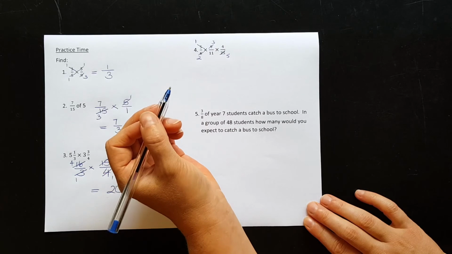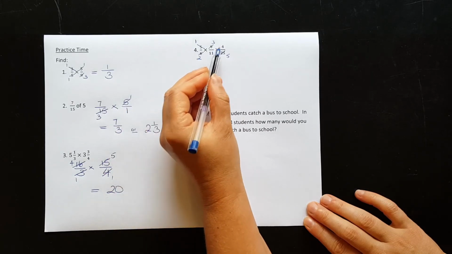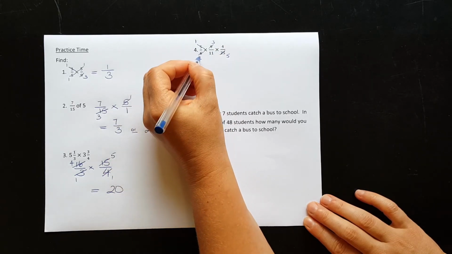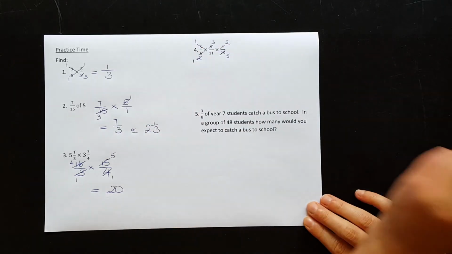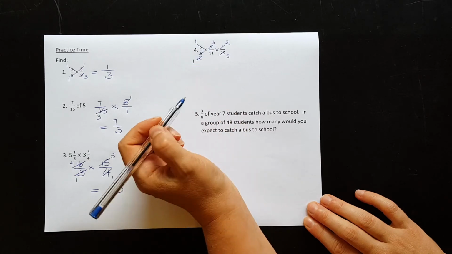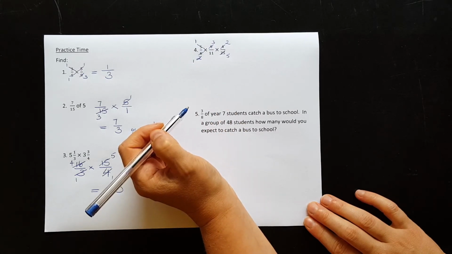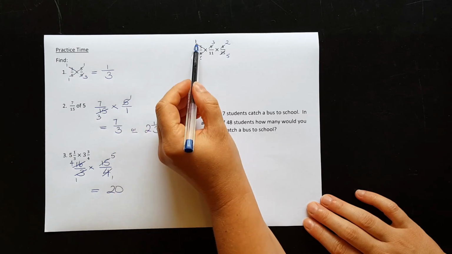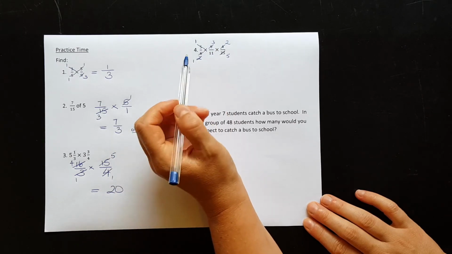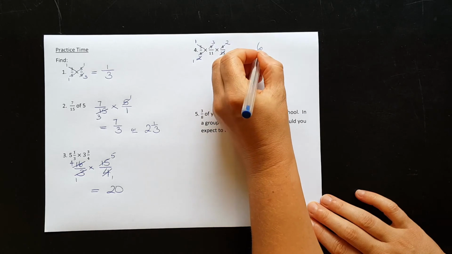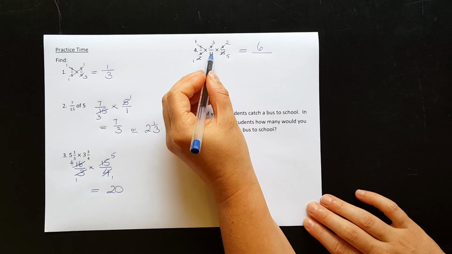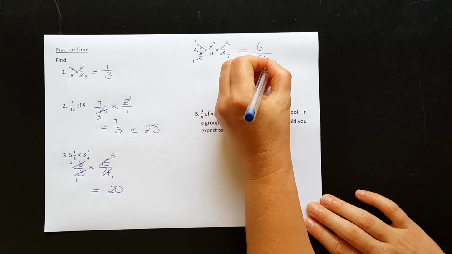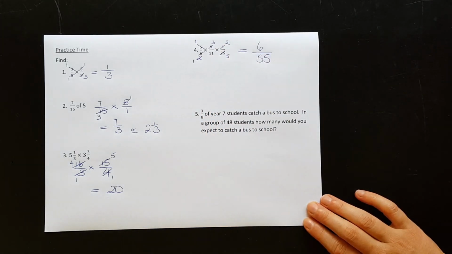4 and 11, that's not going to do anything, but I could do this 2 and that 4. So 2 divided by 2 is 1, and that divided by 2 is 2. So this one I've actually cancelled down twice with 2 different numbers. So what do we have left? 1 times 3 times 2 is 6, over 1 times 11, which is 11, times 5 is 55. That's it.